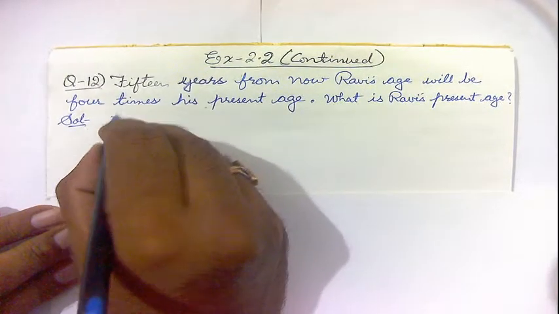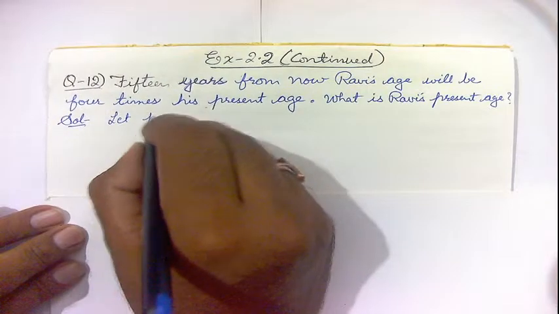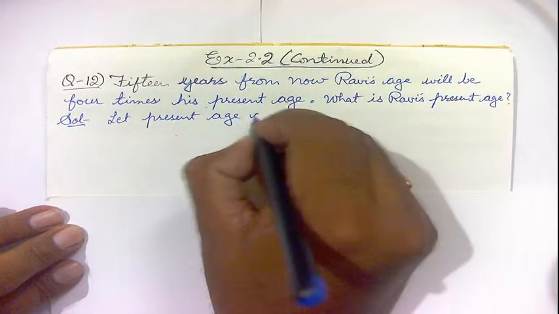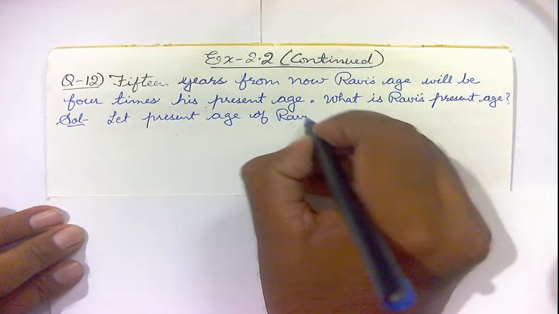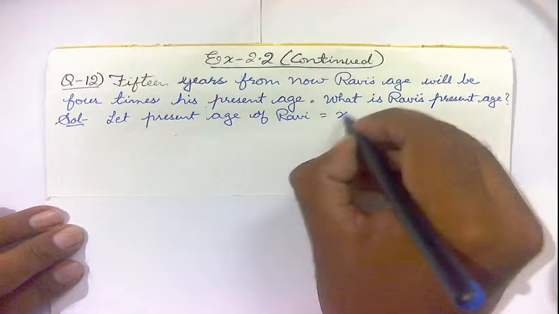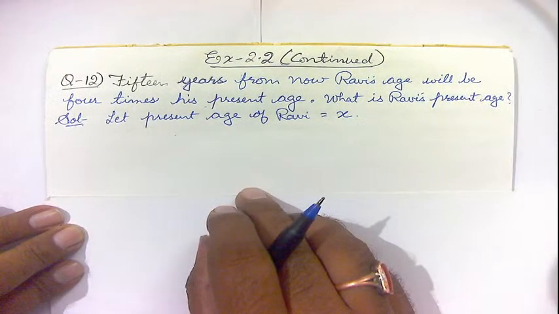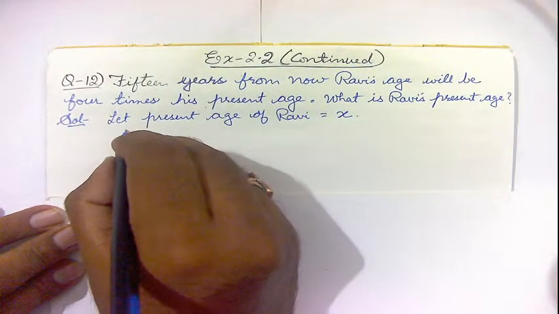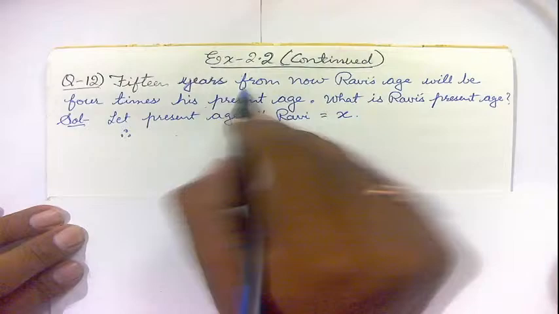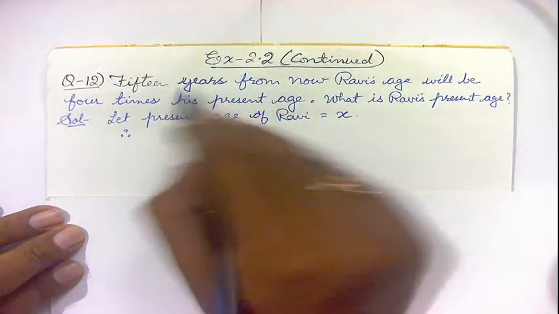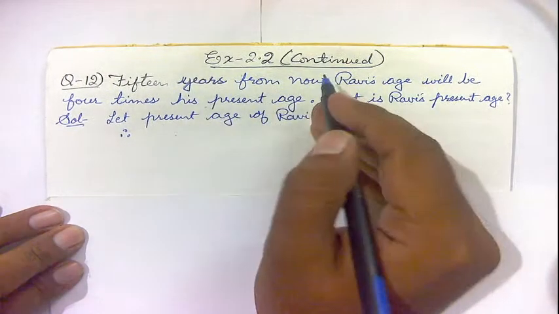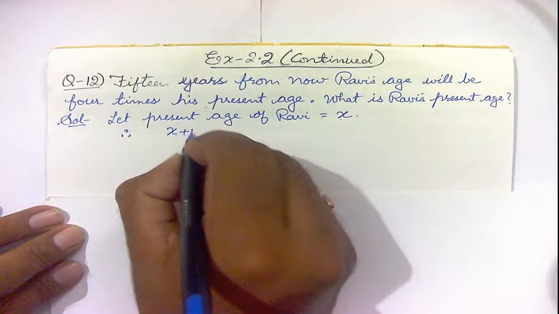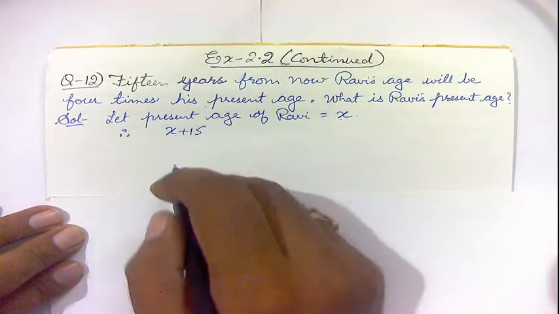So here, let the present age of Ravi be X. Let us take the present age to be X. Now if you take the present age to be X, therefore, 15 years from now, what will be his age after 15 years? If it is presently X, it becomes X plus 15.